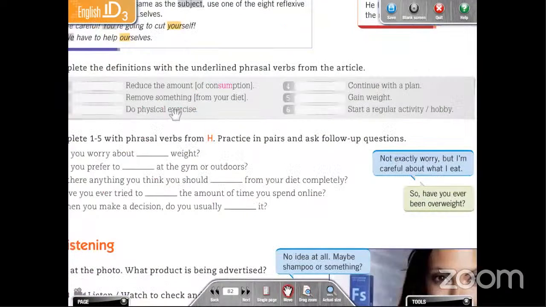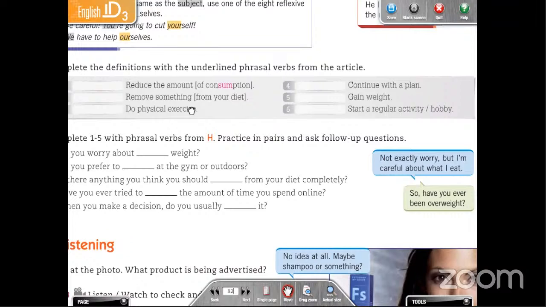For example, the first, reduce the amount of consumption. For example, I can say that lately I cut down on salt, let's say, right? So reduce the amount of consumption. Remove something from your diet. So that means that you quit something and you don't consume much more. Okay, do physical exercise, continue with a plan, gain weight, for example, start regular activity or hobby. Okay, these are really easy.